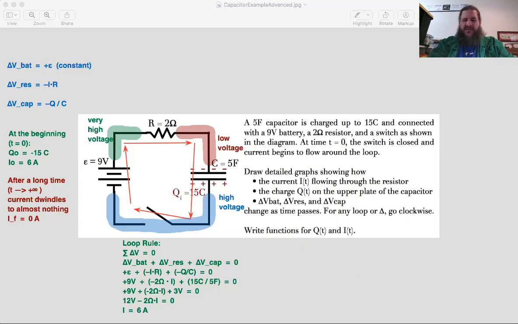That gives us just epsilon minus Q over C equals 0. And we could even fill in the values. We know epsilon is 9 volts. We don't know the final charge, but we know the capacitance is 5 farads. If you solve that for Q final, what do you get?